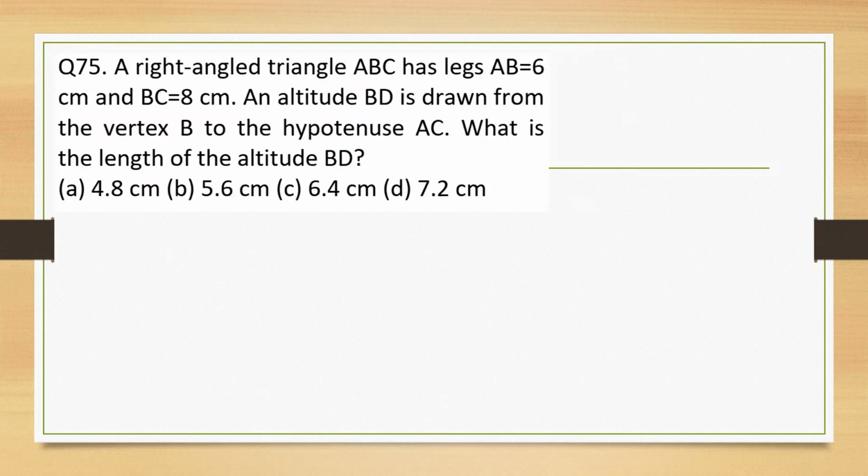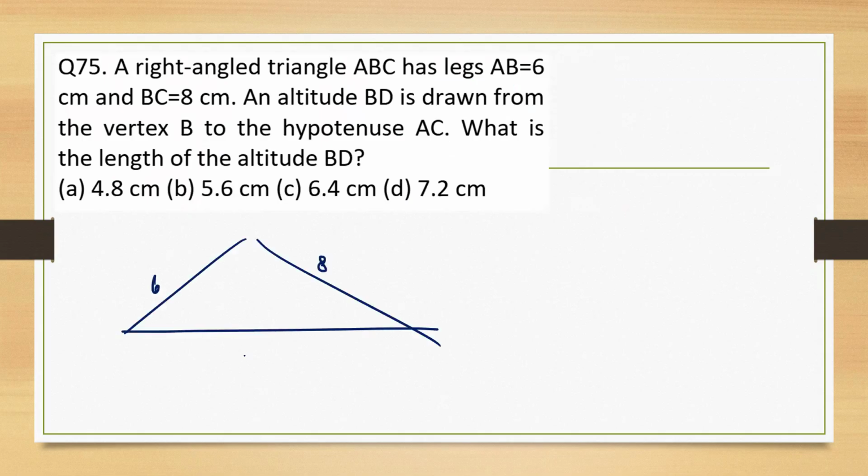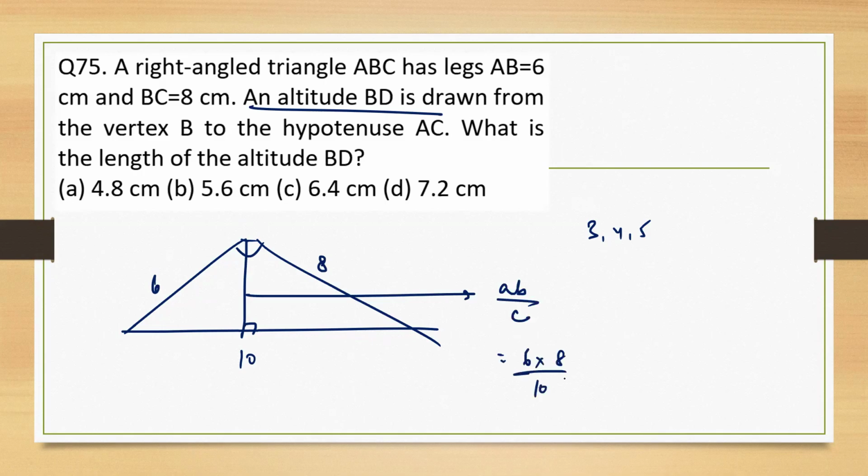A right angle triangle ABC has legs 6 and 8. If it is 6, it is 8. Obviously, the third side is 10, because 6, 8, 10 is from 3, 4, 5, right? And the altitude BD: whenever you draw an altitude on the hypotenuse, you should know that it is AB into BC by AC. So which is 6 into 8 by 10, we know it is 4.8. If you want the altitude, the height on the hypotenuse for 3, 4, 5, it's going to be 3 into 4 by 5, which is 2.4. So remember, for 3, 4, 5 it is 2.4, and for 6, 8, 10 it is 4.8. So the answer is 4.8 here.